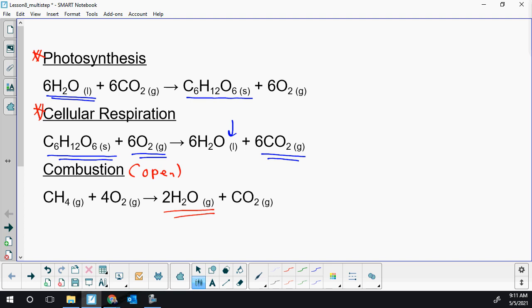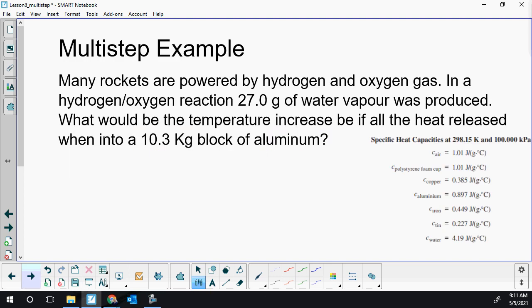Next, I'm going to roll in and do two multi-step examples. In our first example, we're going to talk about the fuel that is used in many rockets today. Now, this is not the fuel used by SpaceX, but many other rocket companies use hydrogen-oxygen fuels. We're going to look at a hydrogen-oxygen reaction where 27 grams of water vapor are produced. And we're going to solve, what if all that heat that was produced went into a 10.3 kilogram block of aluminum? What would the temperature increase be of that block of aluminum?